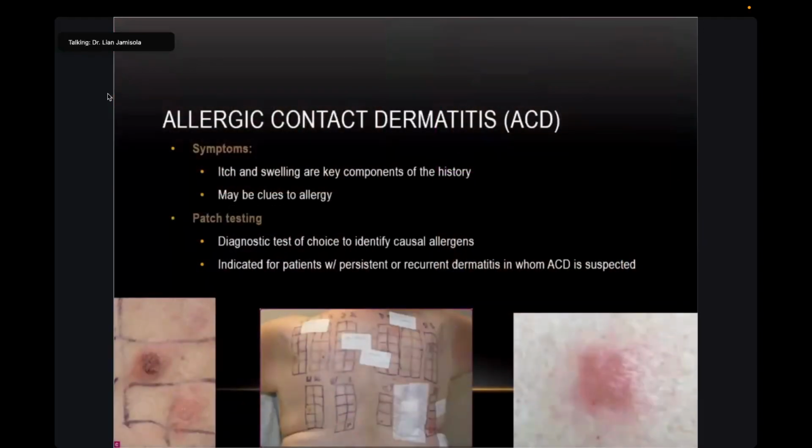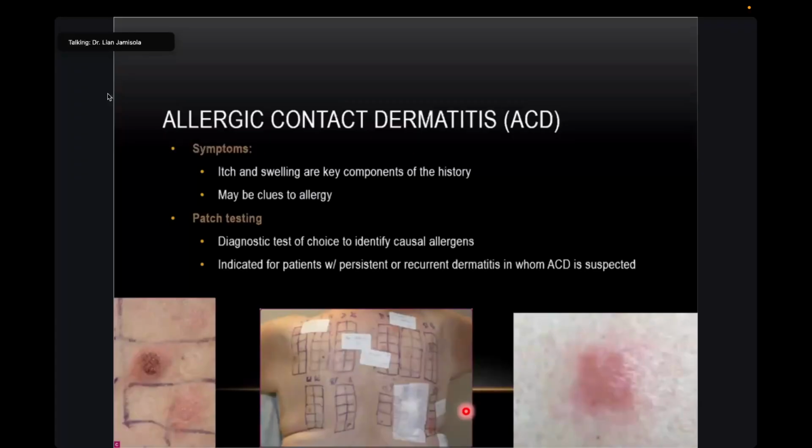Okay, symptoms, there's itch and swelling, no? So these are the key components of the history and clues to presence of allergy. So patch testing is a diagnostic test we use to identify the causal allergen. And it's indicated for patients with persistent or recurrent dermatitis.